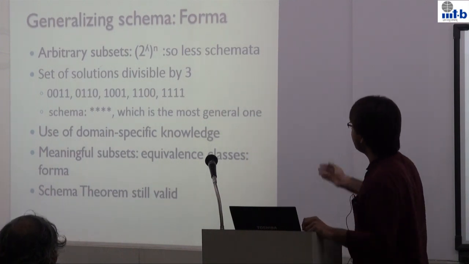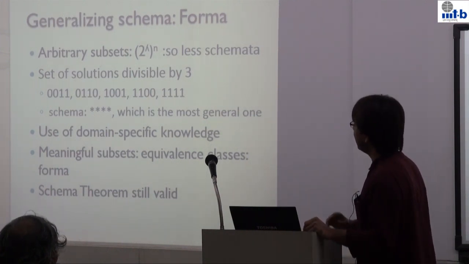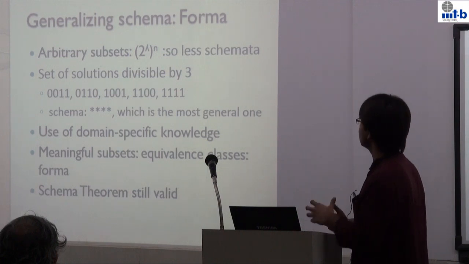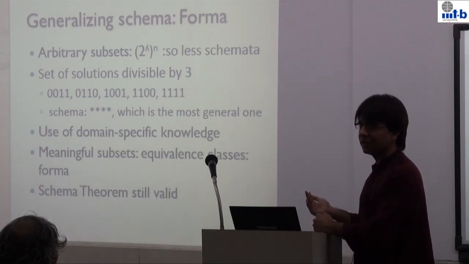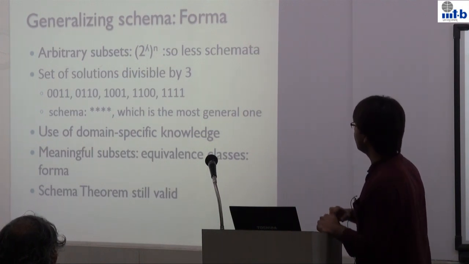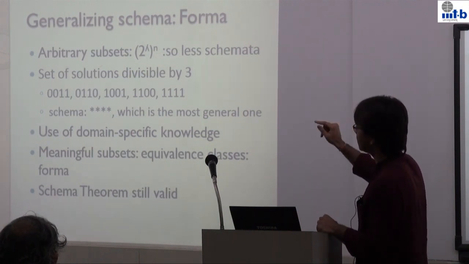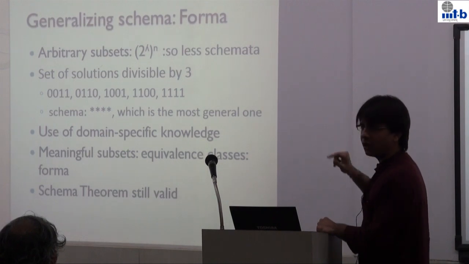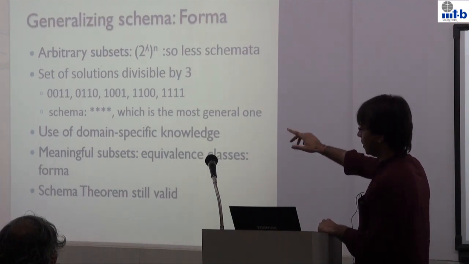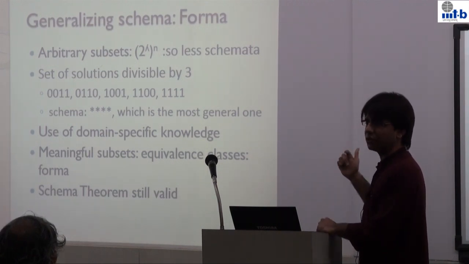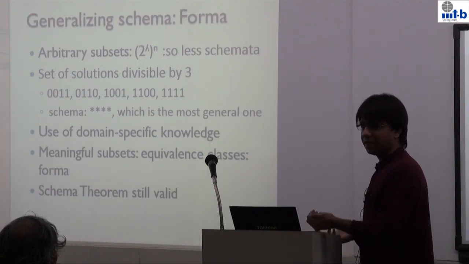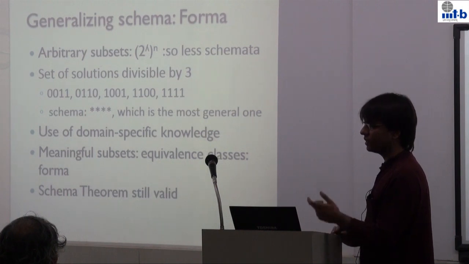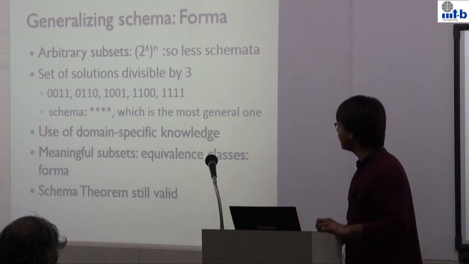Let's consider the example of the same problem, f(x) equals x square, and let's try to form a subset where we need all the integers or all the solutions which are divisible by 3. So these are the binary representations of each of them, and if we try to define by a schema which contains all of them, then we get the most general one, star star star star, which contains all the 15 solutions. So the variance is very high. We just needed the multiples of 3, but we got all 15 solutions in that set. So that's not a good idea.